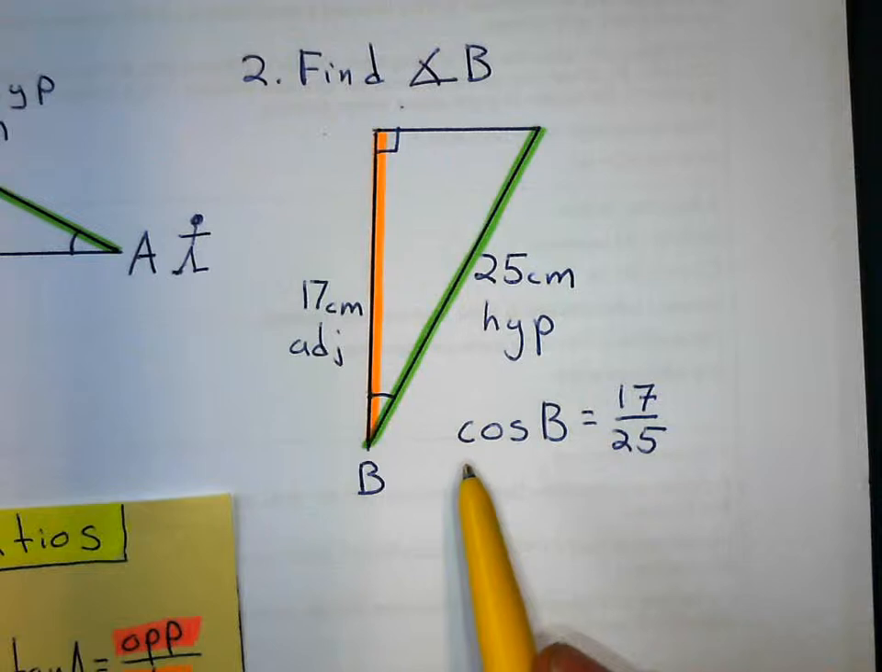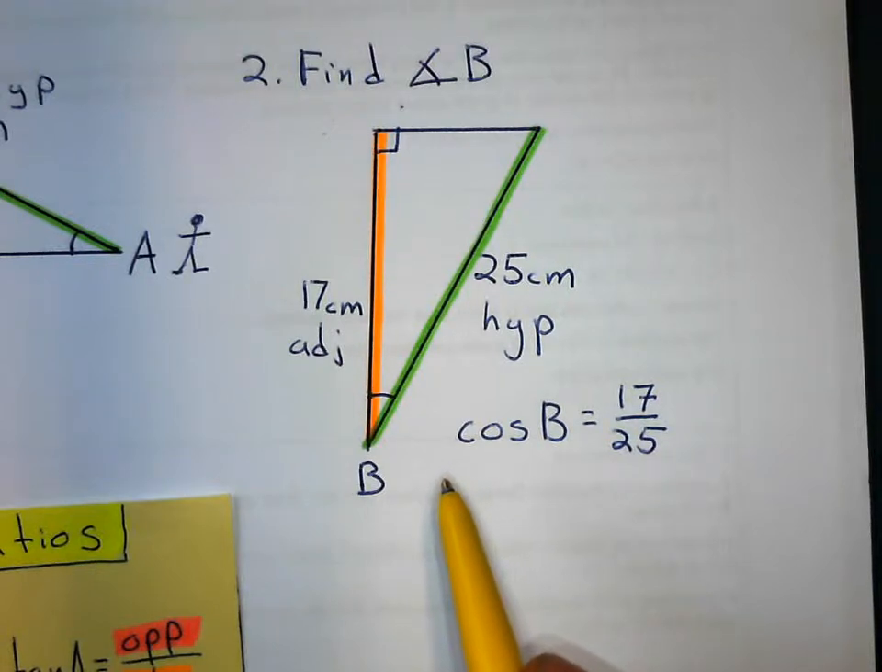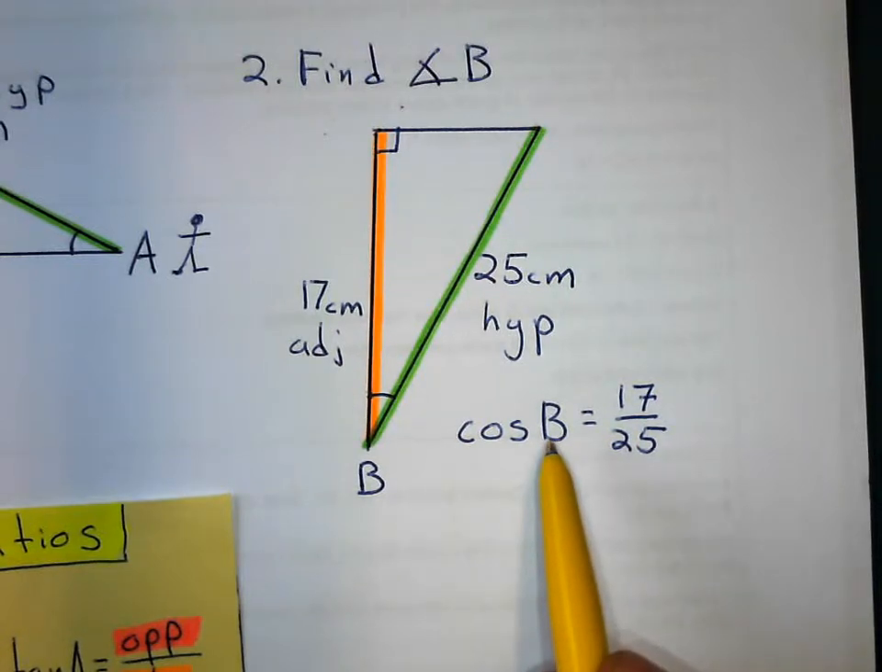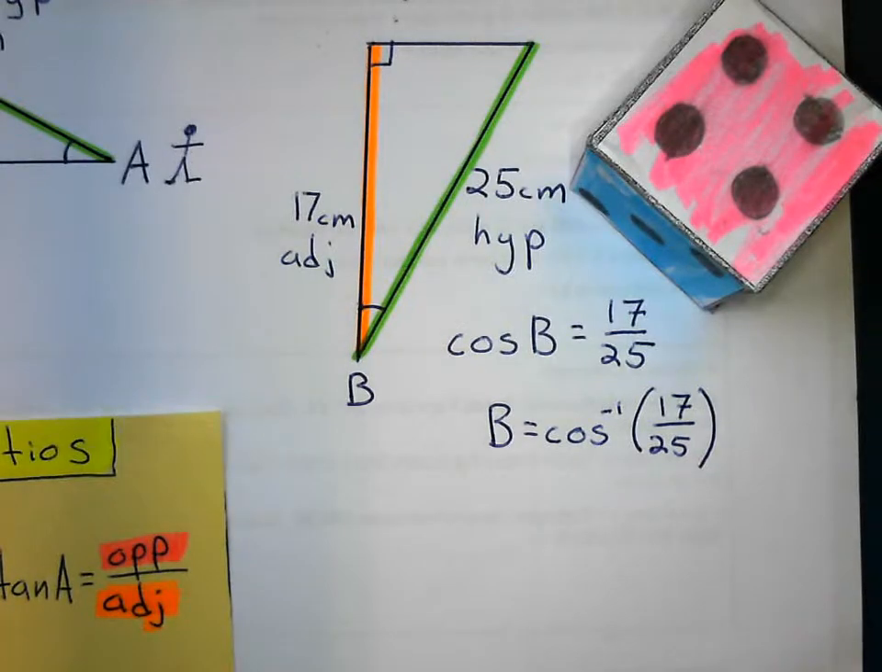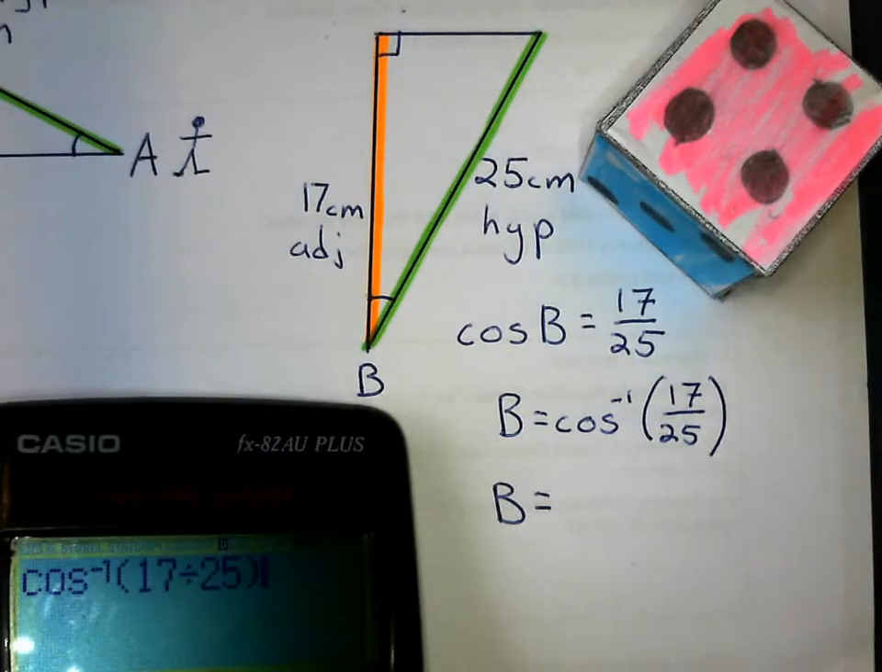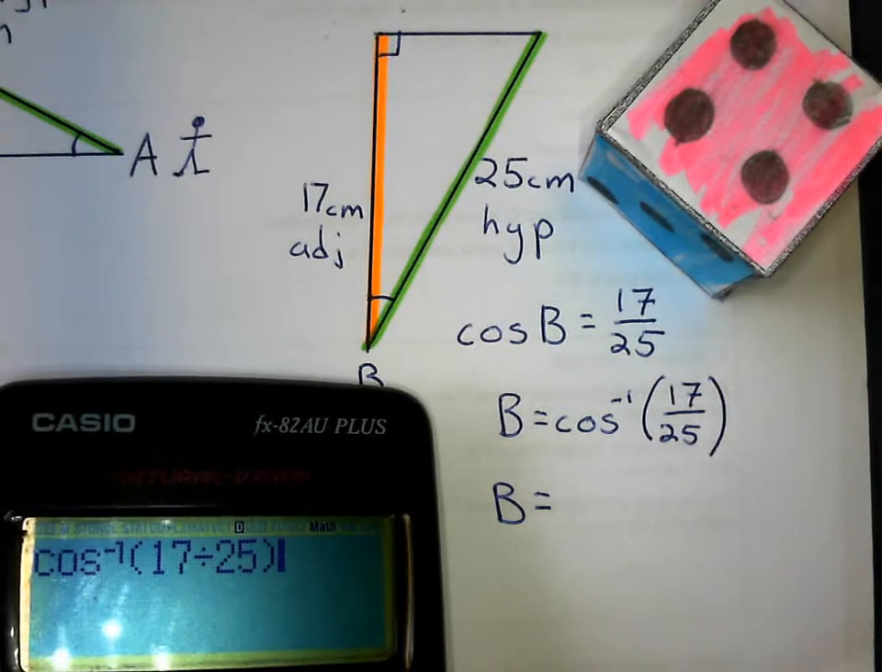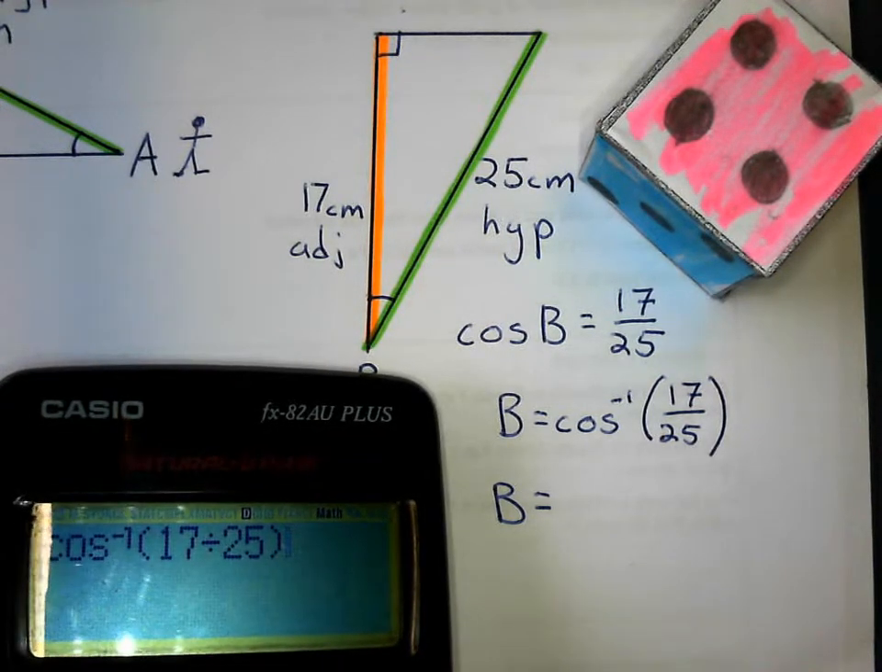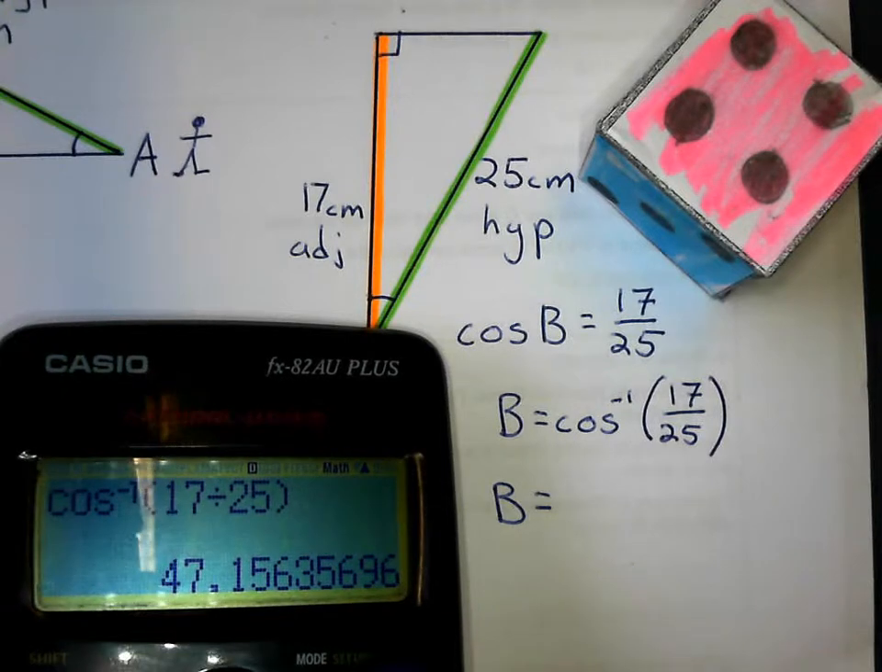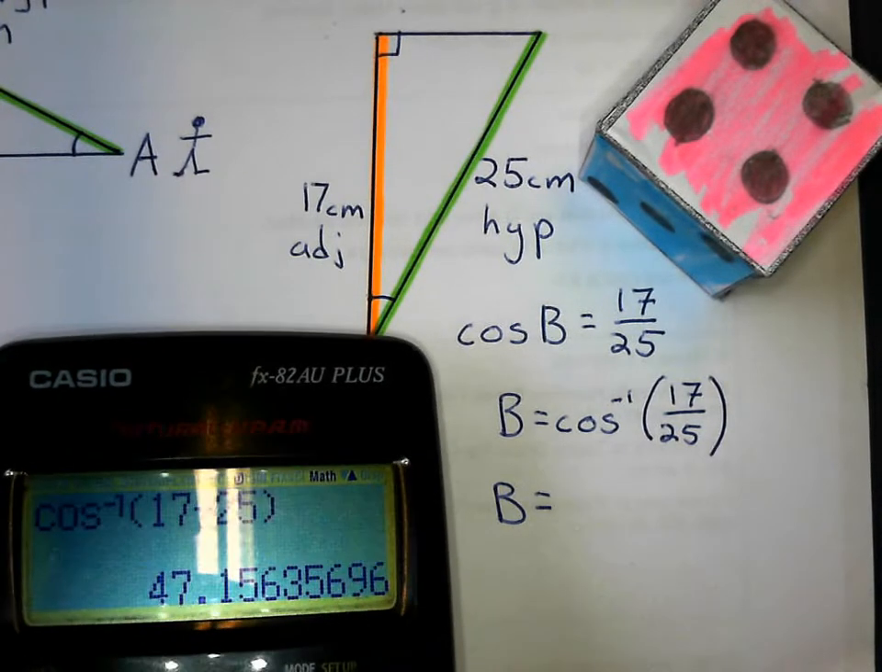Now finally, we do the same thing that we did with the sine ratio. We use inverse cosine to solve for B. Don't forget to use inverse cosine on the calculator: 17 divided by 25, inverse cosine, and I get about 47 degrees.